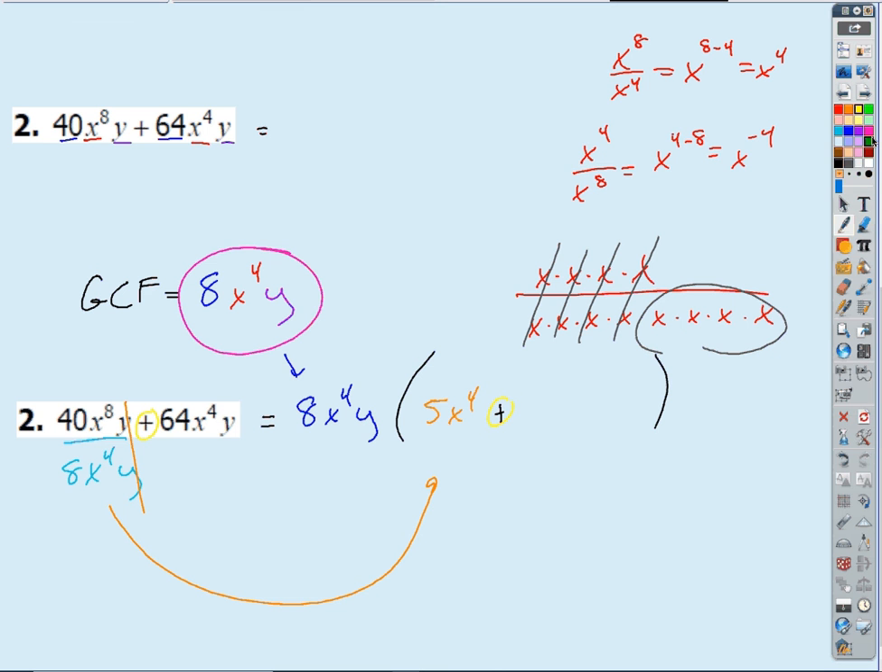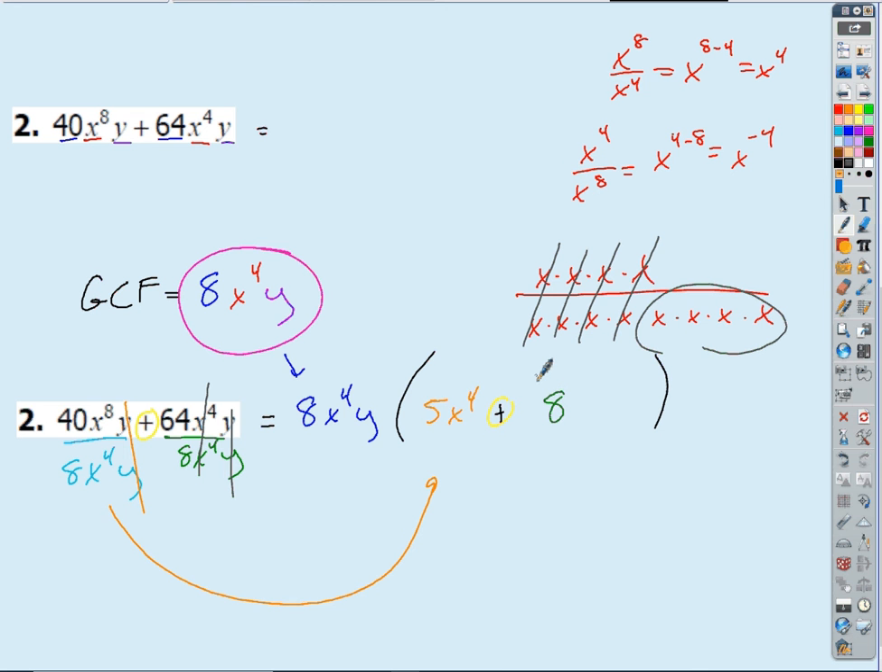So now if I divide this guy by 8x to the 4th y, 64 over 8 is what? 8. And then look what happens here. The x to the 4ths cancel and the y's cancel, so all I'm left with is an 8. Okay? So if the question just said factor this, that would have been my answer. Here's my greatest common factor, and here's what would be left behind, right? How do I know it's right? How could I check? Just multiply it out.